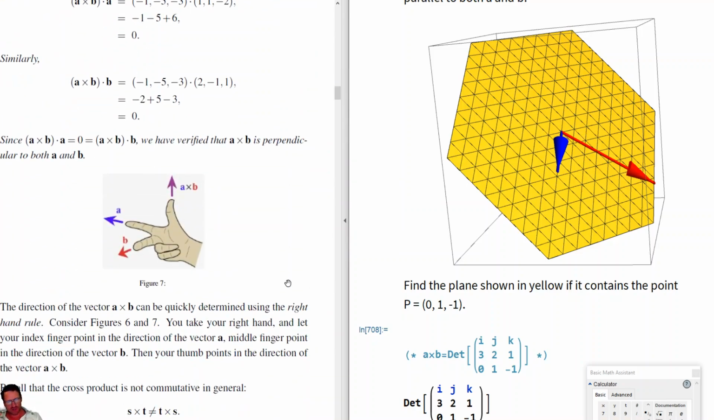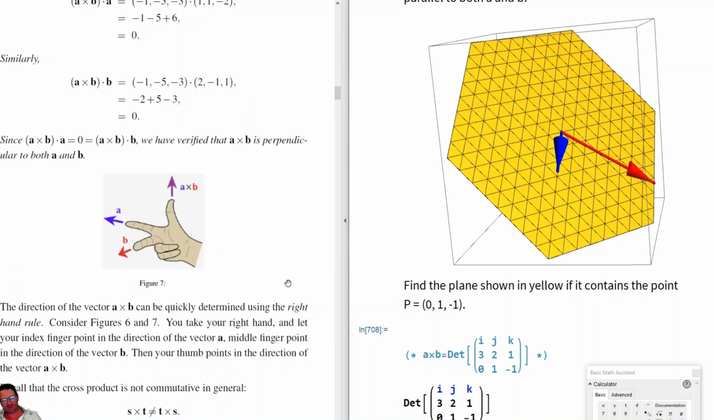Okay, now I want you to get out your right hand if you have one. So your pointy finger should represent on your hand the vector A, the middle finger should represent the vector B, and it tells you which way A cross B should point, right? So it should point in the direction of your thumb.